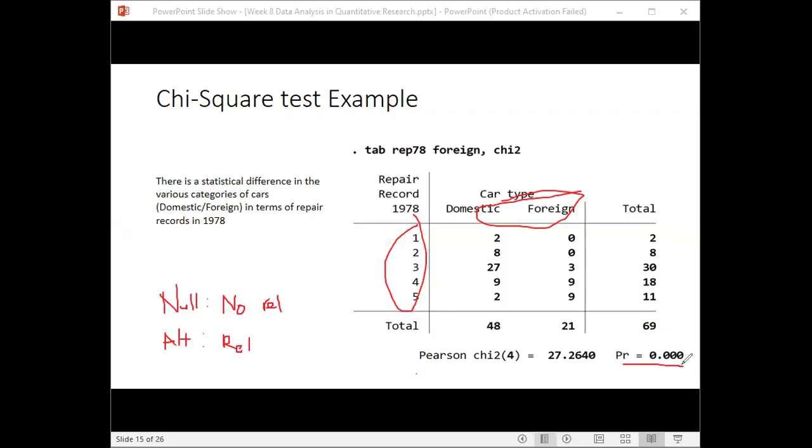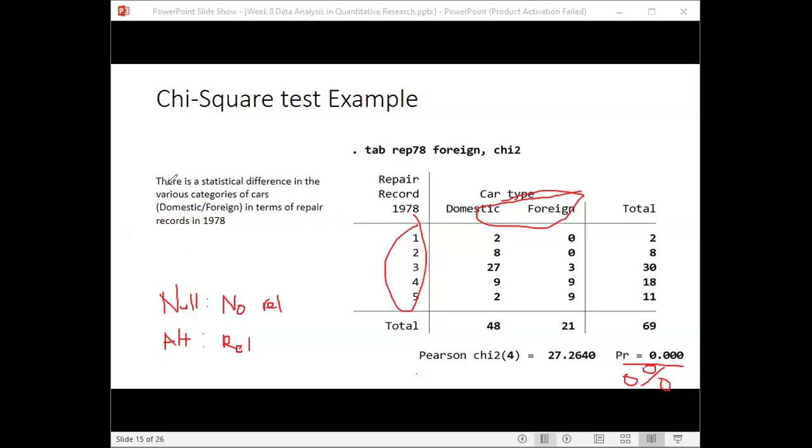And so what we look out for is the probability value. And what do we see this probability value to be? 0.000. If you convert to percent, it is just like saying 0%. So if you compare to 1%, 0% is less than 1%. You don't even have to go to 5 and 10 because it's already less than 1%. So it is very strong. It's telling you that you clearly have to reject the null hypothesis, based on the rule we've spoken about, and go for the alternative hypothesis, saying that there is a relationship between the repair record in 1978 and the different types of cars.